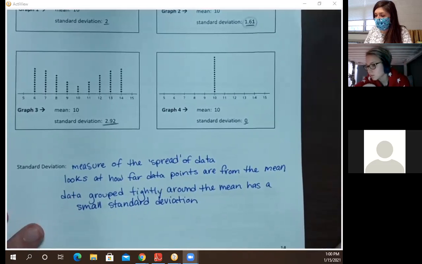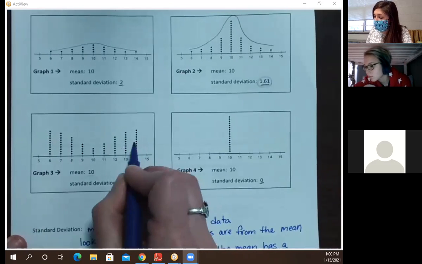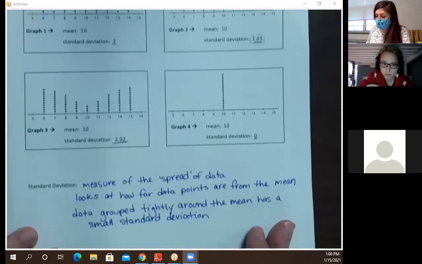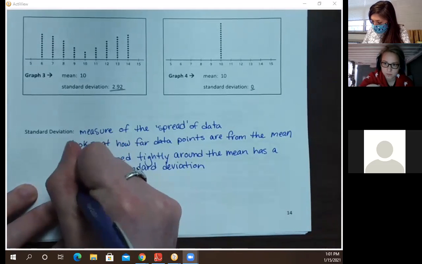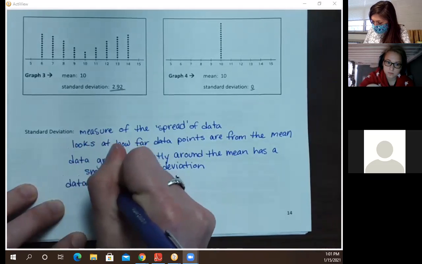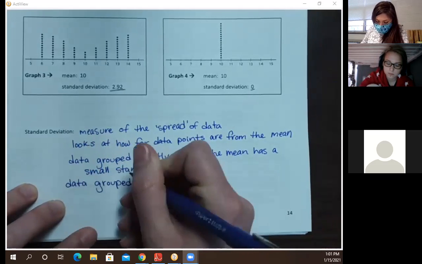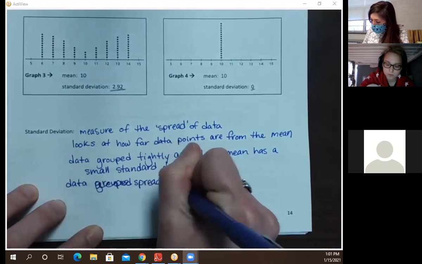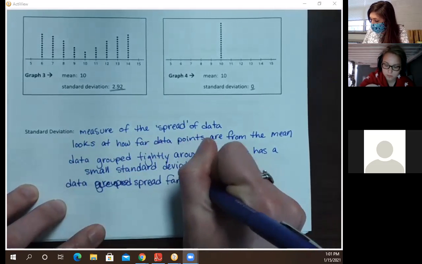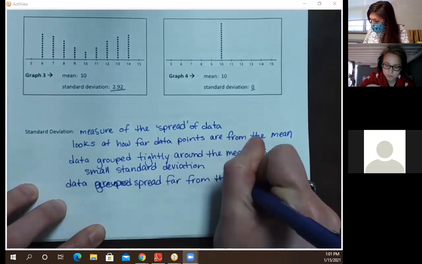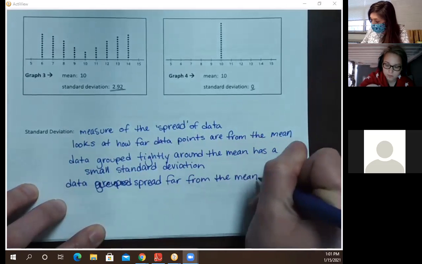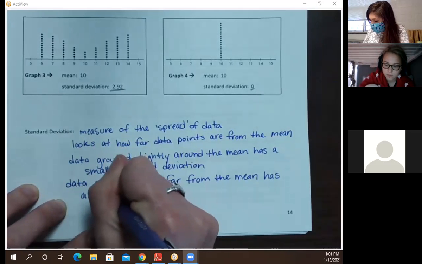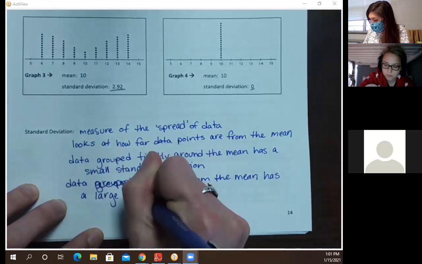On the other end of the spectrum, if I have a lot of data that is far from the mean, I would expect a large standard deviation. Data not grouped, spread far from the mean, has a large standard deviation.